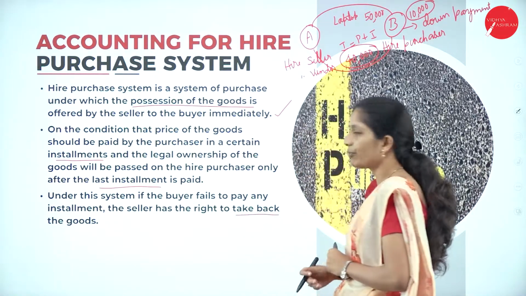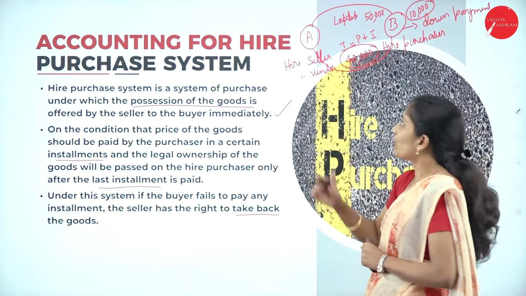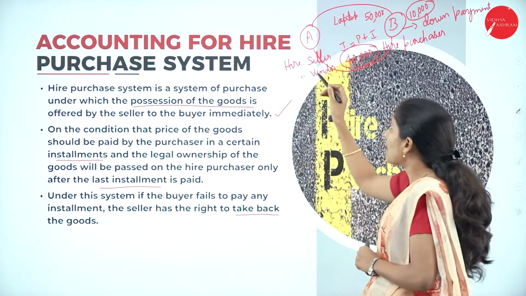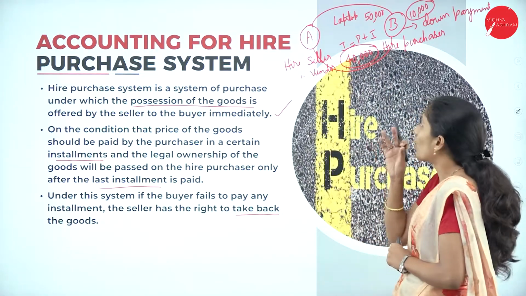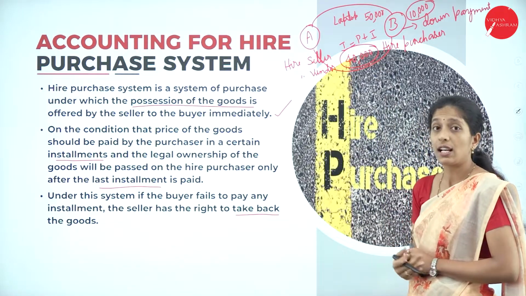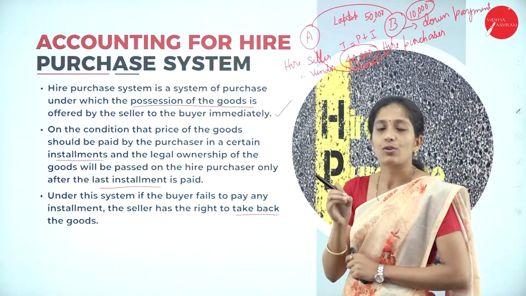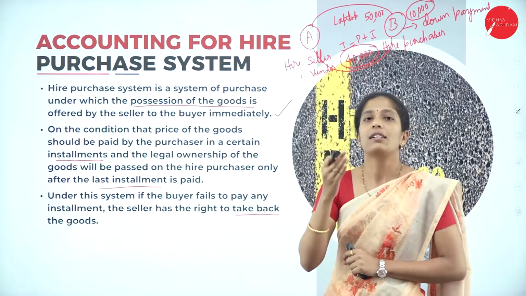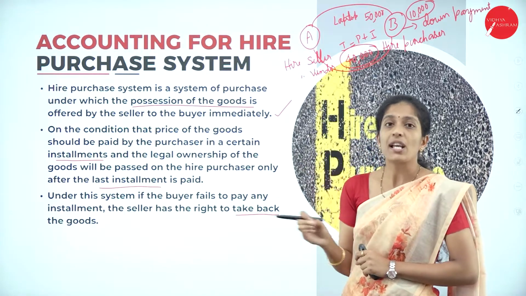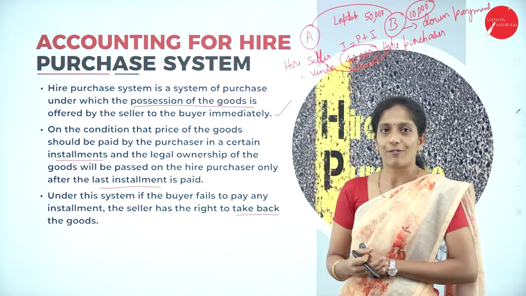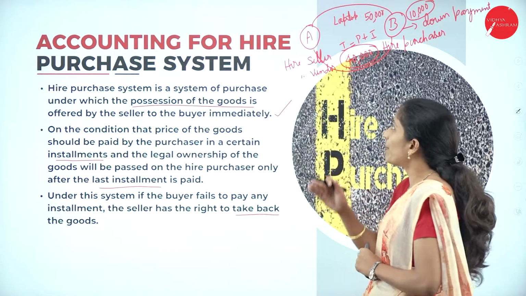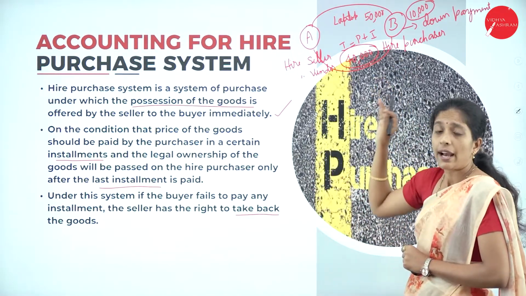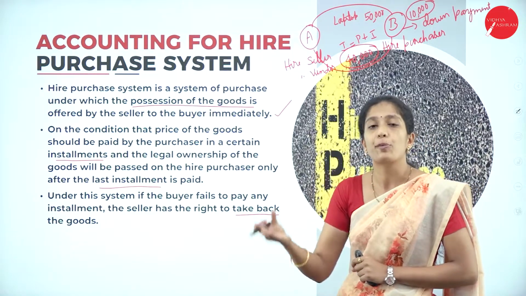For example, if you take this example itself, A has sold a laptop to B, and the value of the laptop was 50,000, where B paid only 10,000, which is called the down payment on the transfer of the asset. The remaining 40,000 has to be paid in the form of installments. For example, B has paid 20,000 and the remaining 20,000 he failed to pay.